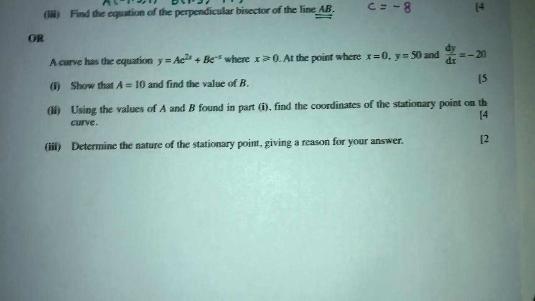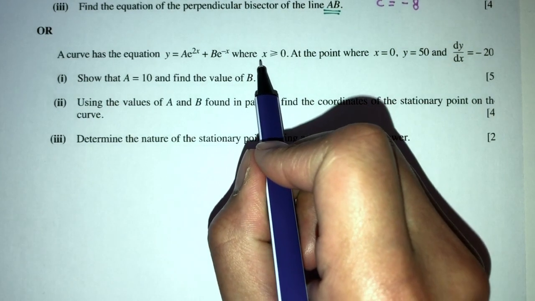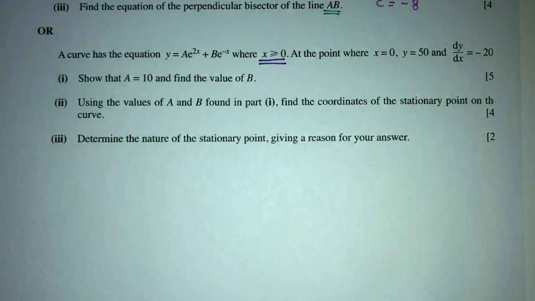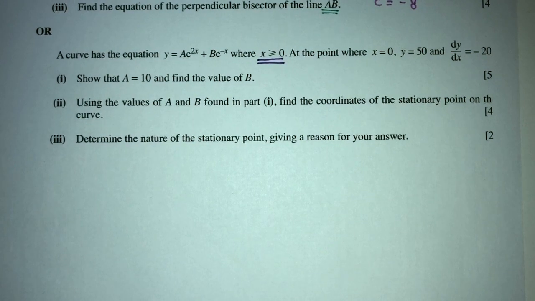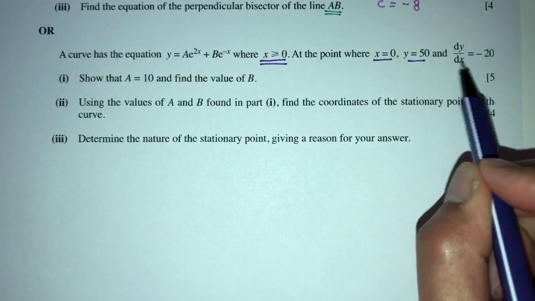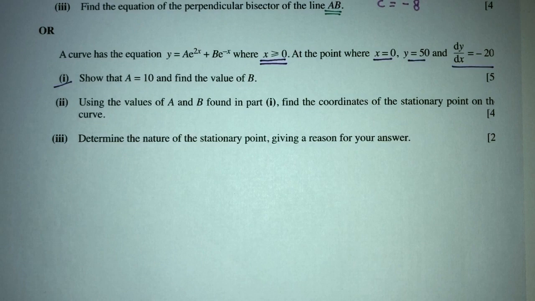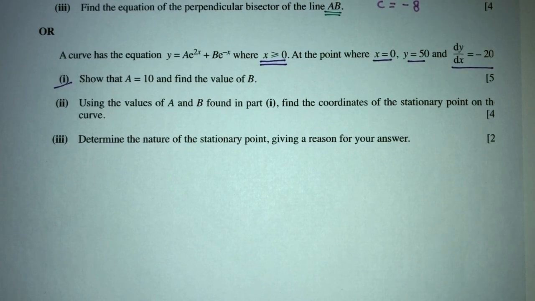Okay, so now let's proceed to the last question, finally. A curve has equation y, where x is more than 0. That's the domain by which the function is defined. So now at the point where x is equal to 0, we have these three values. Part 1, we have to show that a equals 10 and then find the value of b.